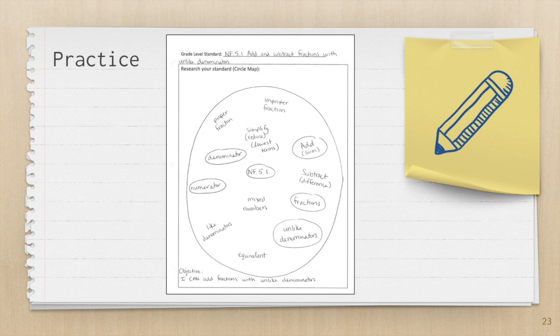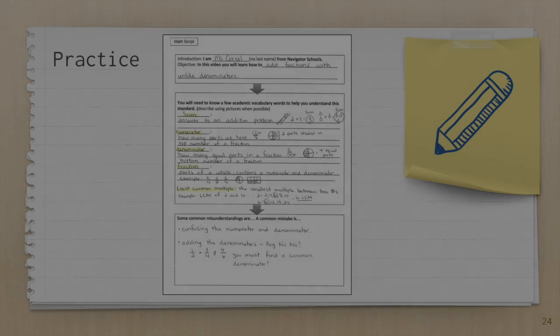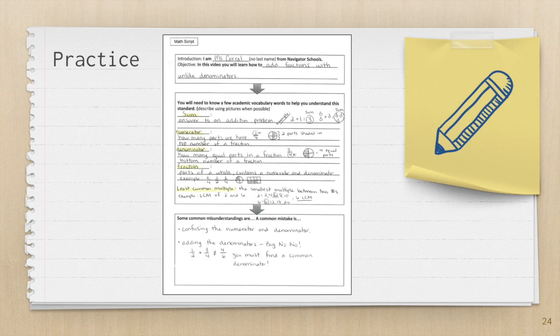Here's the math exemplar from the See It video. Here, the presenter researched the math standard. In this case, it is a 5th grade standard, NF1. Students can include example problems, vocabulary, or anything that helps them understand the concept. This presenter researched this standard using IXL, Khan Academy, and teacher-made slides and questions. Here's the start of the script. Students introduce themselves and the objective they will be showing. This page also includes vocabulary and any common mistakes made.